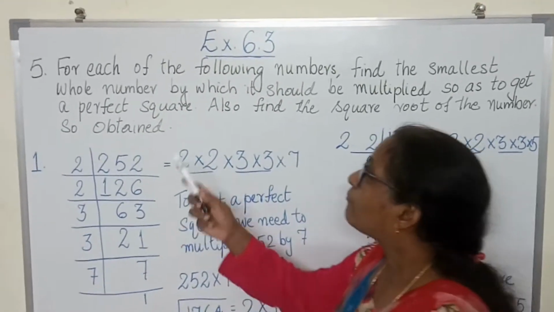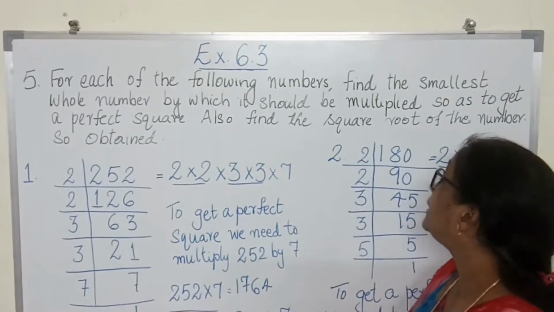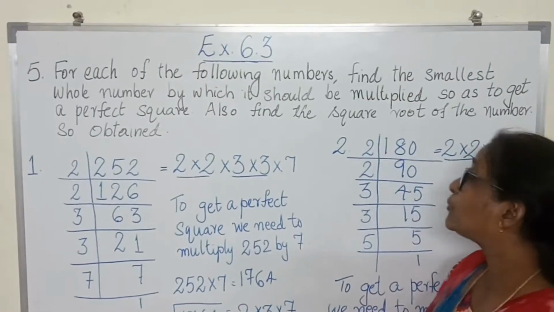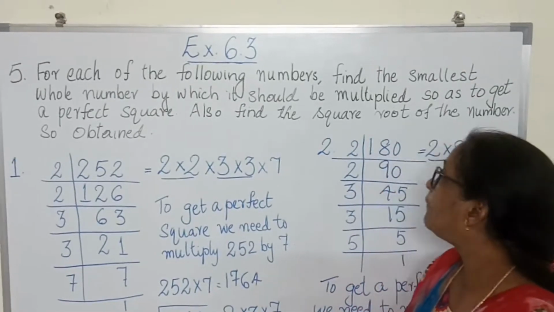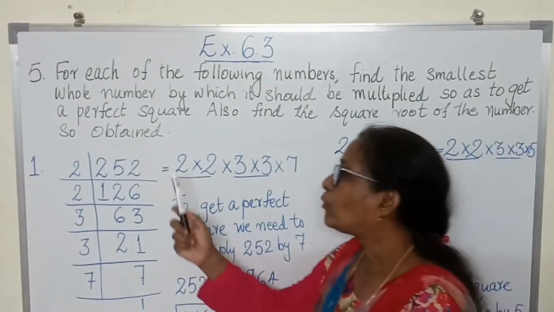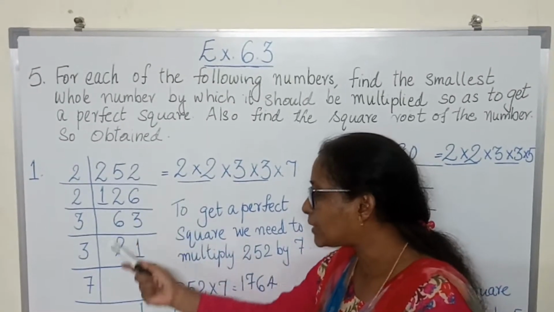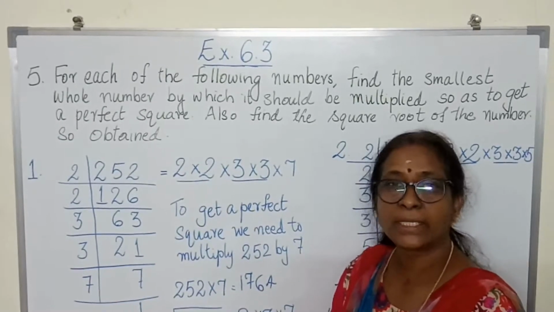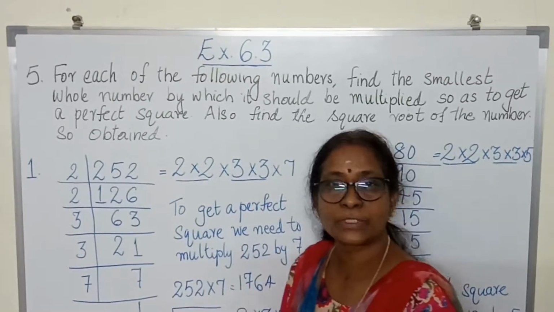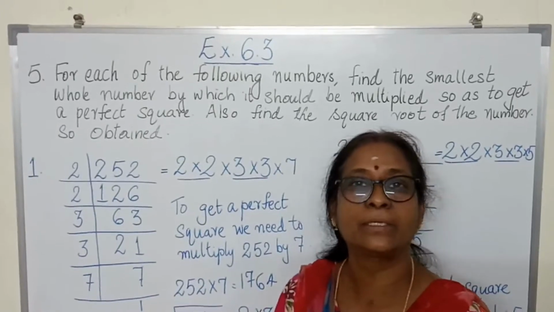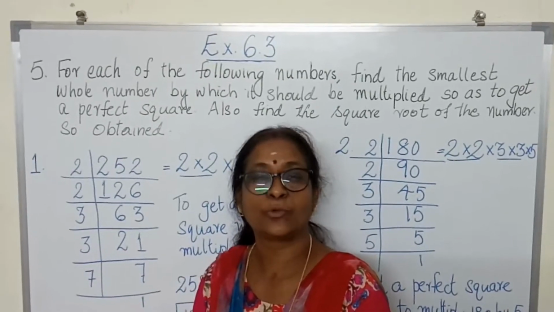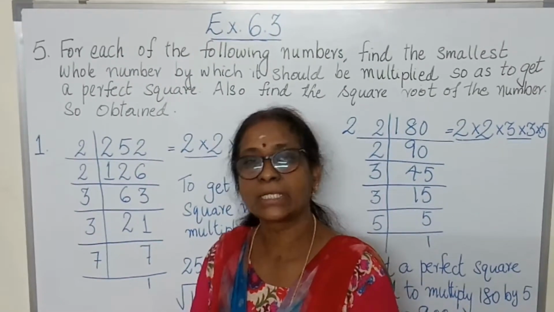Read the question. For each of the following numbers, find the smallest whole number by which it should be multiplied so as to get a perfect square. Also, find the square root of the number so obtained. That means you have to find the prime factors of this number and then see whether it is a perfect square or not. If it is not a perfect square, you have to see by which number you need to multiply it to make it a perfect square. Then, after making the perfect square, you also have to find its square root. So, let us see how to do it.